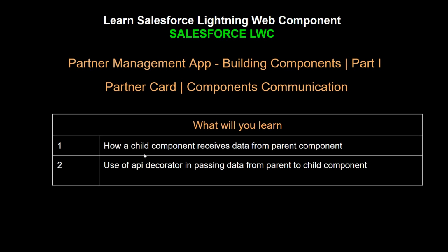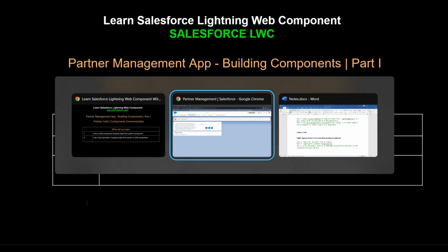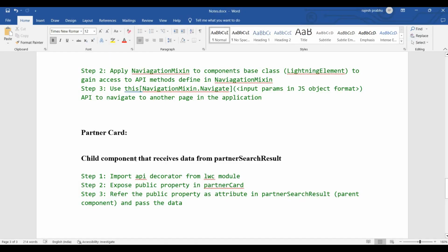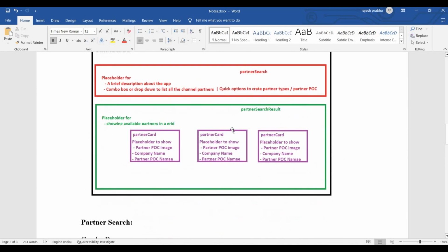So this card, if we just go back to the high level design, these are the things that we're going to do. Okay, so we will be using the @api decorator, and we will expose a public property in partner card, and then we'll make partner search result pass the data. If you just go back right here, right? So the idea is the partner card is going to be a single component that can be reused. Let's say there are 10 channel partners, then for each channel partner we simply use the same partner card, right, and then replicate the card with different data from each partner.